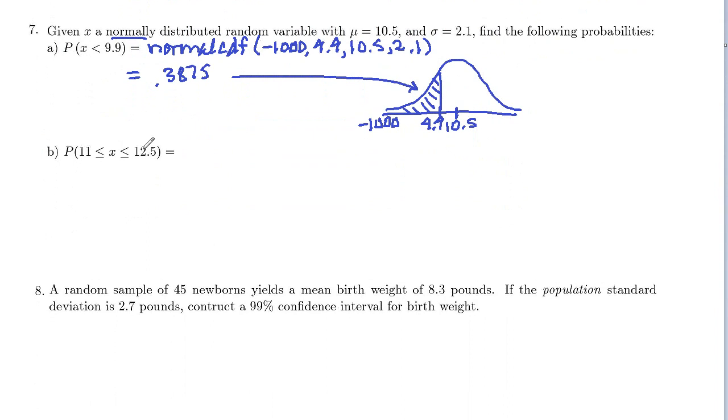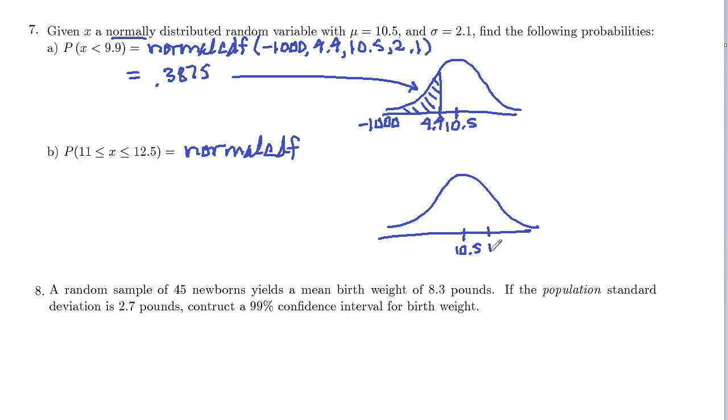Probability that x is between 11 and 12.5. So that's our lower bound and upper bound. This will be another normal CDF. We've got that same bell-shaped curve here, with 10.5 in the middle, and 11 is a little bigger than 10.5 up here, 12.5 even farther out, and we want the area that's between those. And remember, it doesn't matter whether these are less than or less than or equal, you do the same thing. So normal CDF, our left cutoff is 11, our right cutoff is 12.5, our mean is 10.5, and standard deviation 2.1.